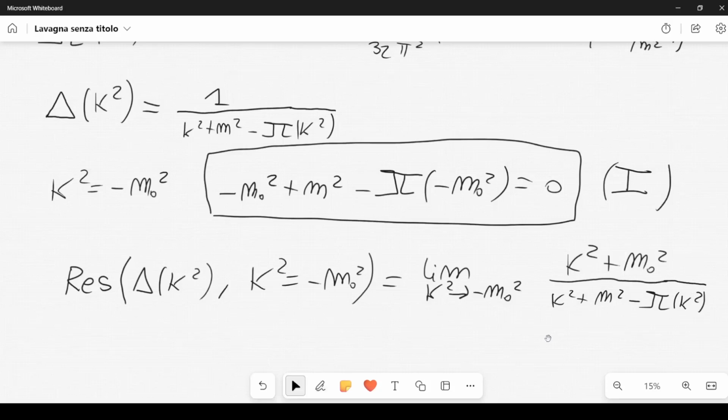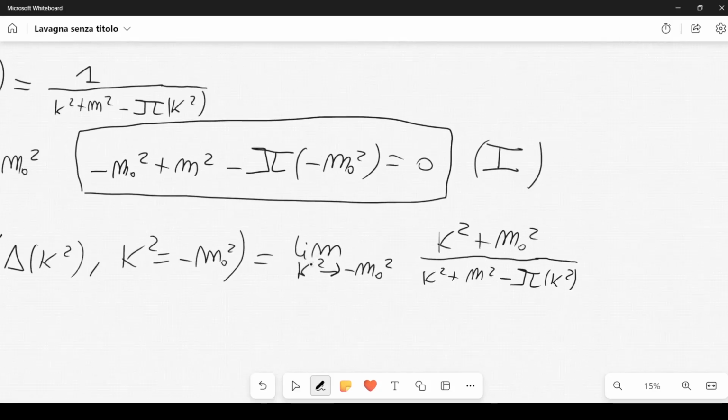Now, since we are near the point k squared equal to minus m0 squared, this term here will give us something very close to m0 squared because of condition 1. So you can see that when we set k squared equal to minus m0 squared, we have this equation. So pi of minus m0 squared is equal to basically minus m0 squared plus m squared.